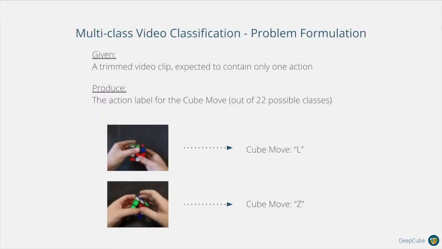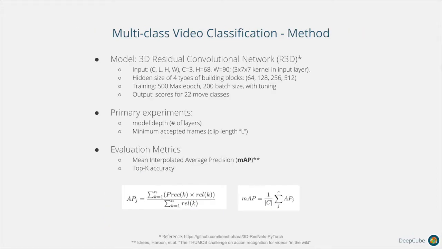Our first task is video classification. The input is a trimmed video clip, and the output is one action label out of 22 possible classes. We implemented the 3D ResNet based on Kataoka, with input being a sequence of RGB frames. Beyond hyperparameter tuning, we designed experiments to search for the best model and the right clip length. Our metric is mean average precision, and we also report top K accuracy.